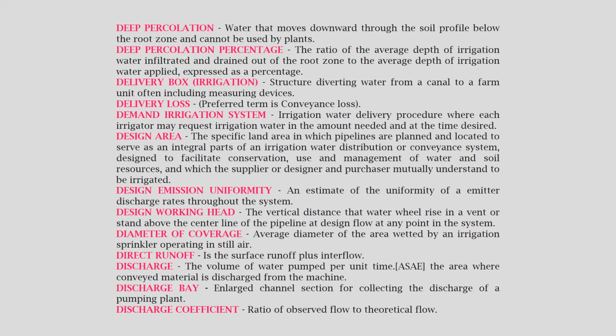Deep percolation. Water that moves downward through the soil profile below the root zone and cannot be used by plants. Deep percolation percentage. The ratio of the average depth of irrigation water infiltrated and drained out of the root zone to the average depth of irrigation water applied.